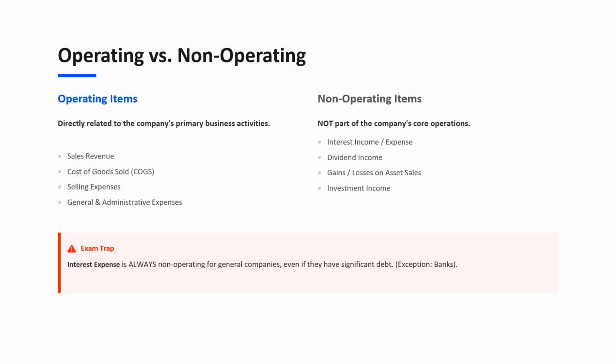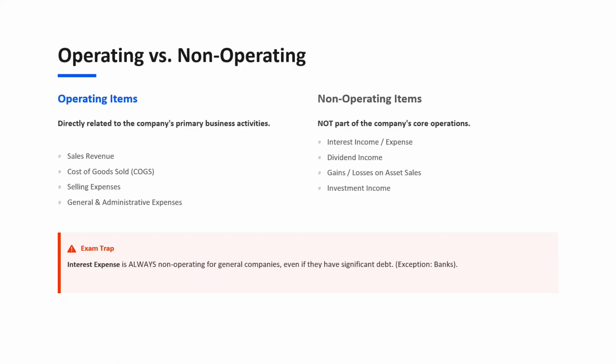This is something the exam likes to question a lot, the differences between operating and non-operating items. Operating items are directly tied to a company's main business activities, so they could be sales, cost of goods sold, things like that. Non-operating items, however, are peripheral activities like interest income or gains on an asset sale.